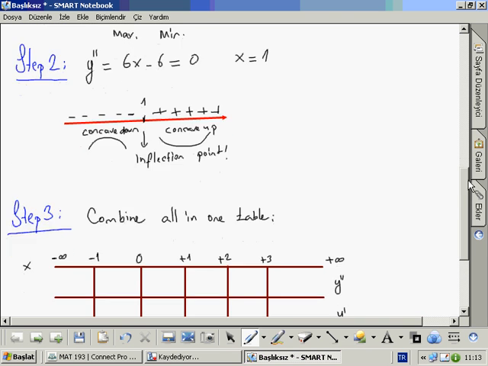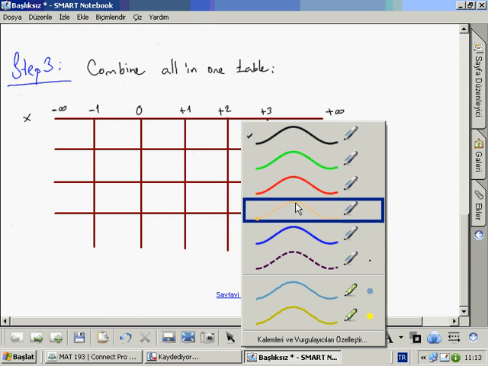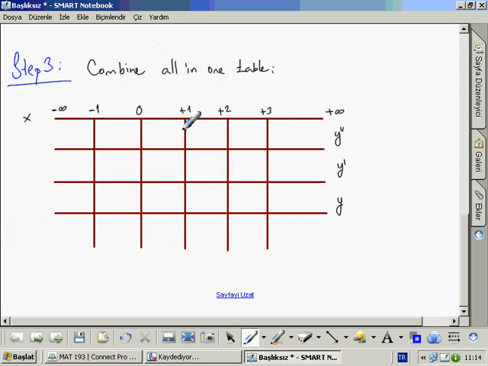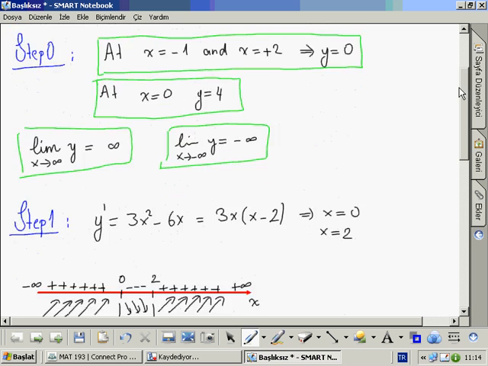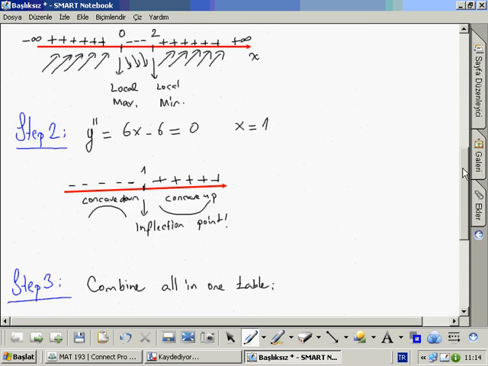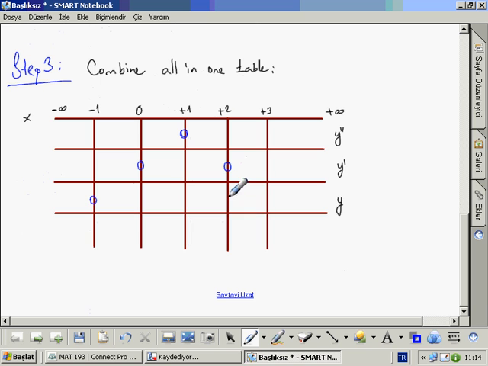Which was the factor of y double prime? It was x equals 1, so here is a factor for y double prime. And 0 and plus 2 were the factors of y prime, I'm sorry. And after that, minus 1 and plus 2 are the factors of the y function.